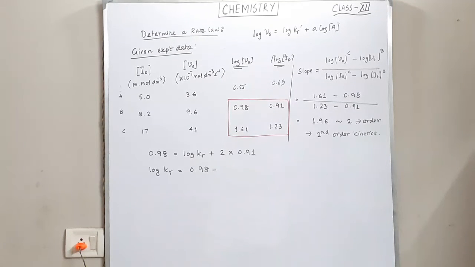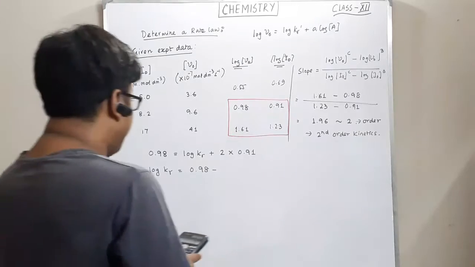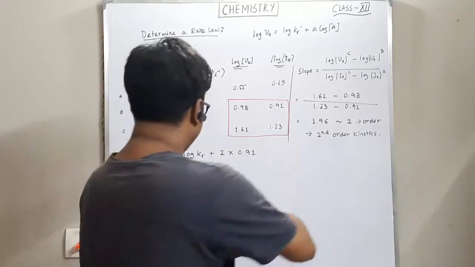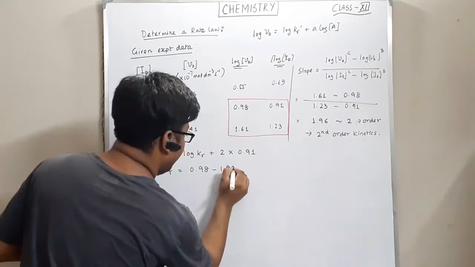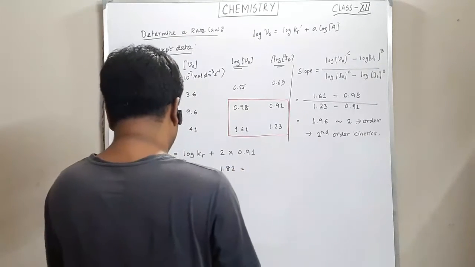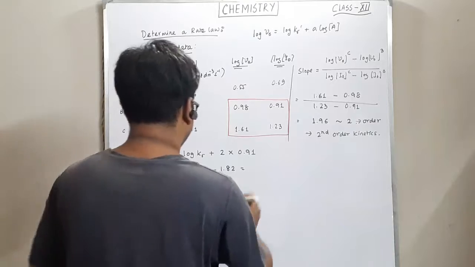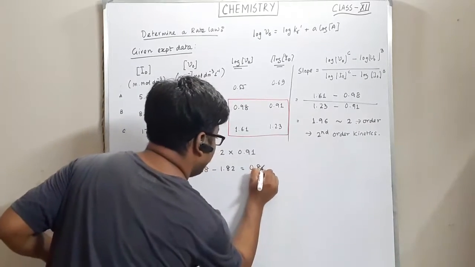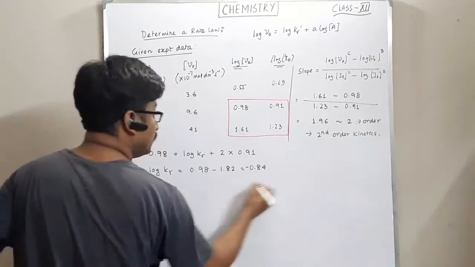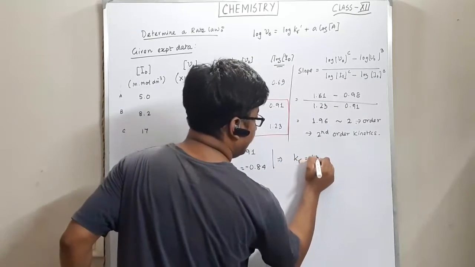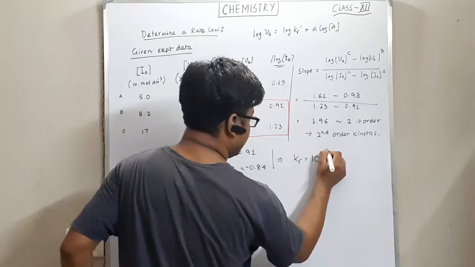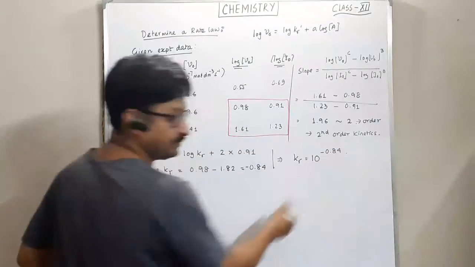Okay, so you will get 2 multiplied by 0.91, this is 1.82. This is 1.82, and that will give you minus 0.98. That will give you 0.84, minus 0.84. So what is the k from here? The rate constant is basically 10 to the power minus 0.84.